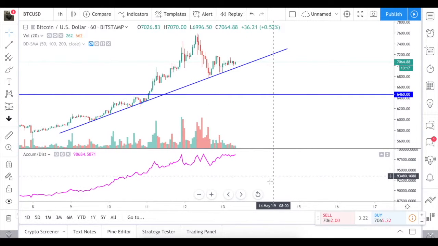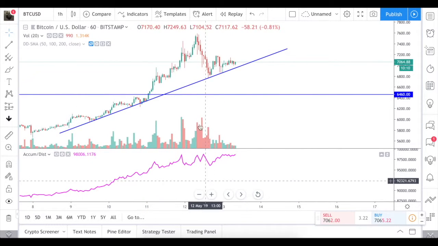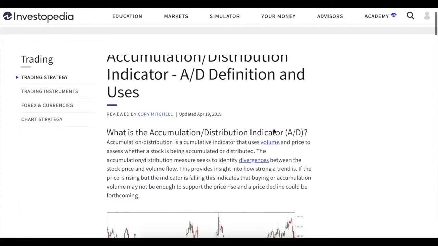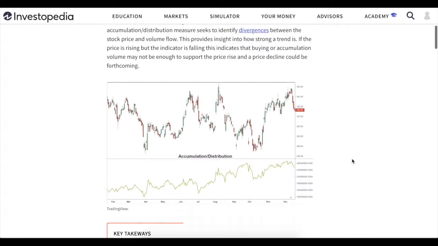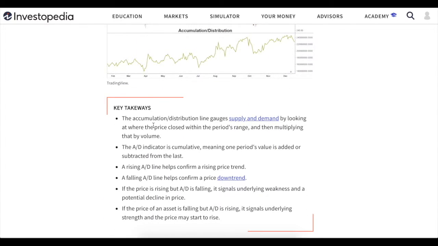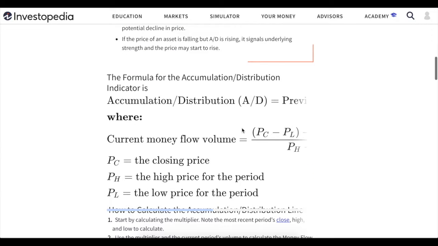And what I was going to show you today is an indicator called the accumulation distribution indicator, and basically it includes the volume into the formula defining the price behavior, and in this way it is sort of estimating the supply and demand in the market. Here is the formula.